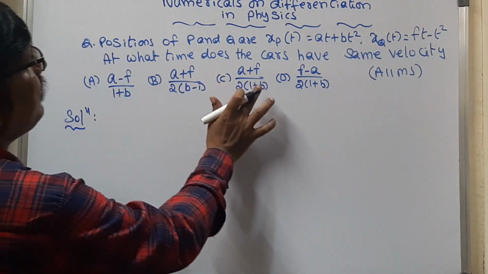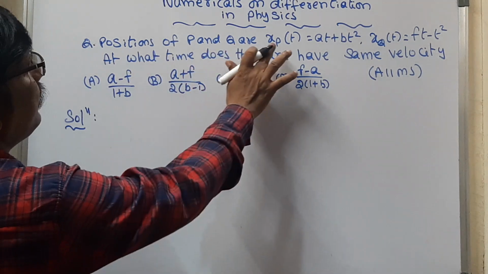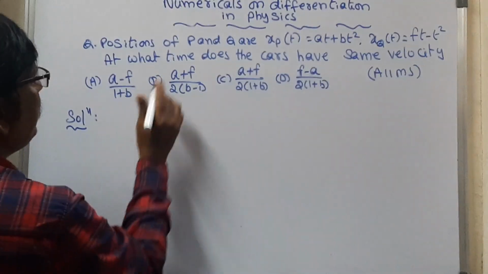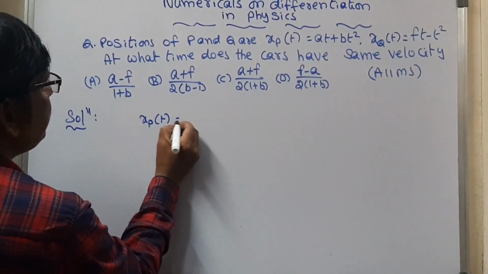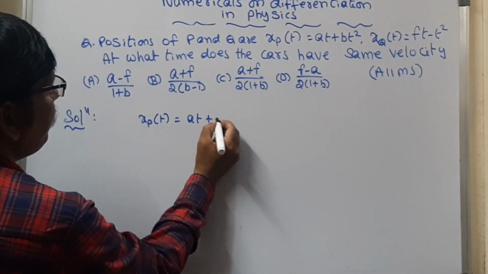So what is the data given? The position of P is given, that is x_P at t, equal to at plus bt square.